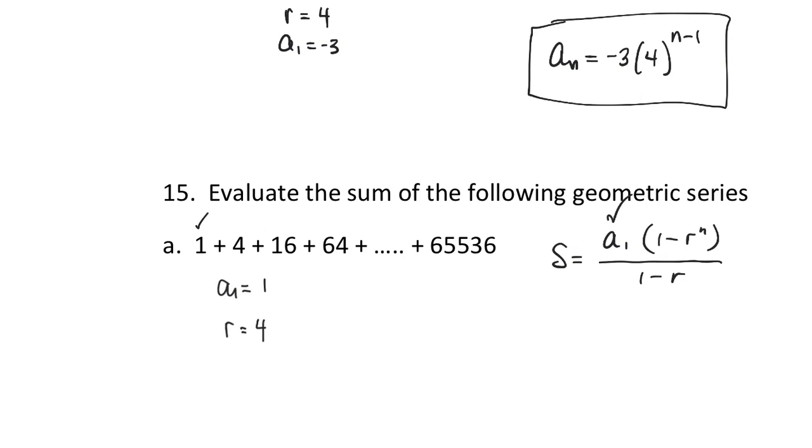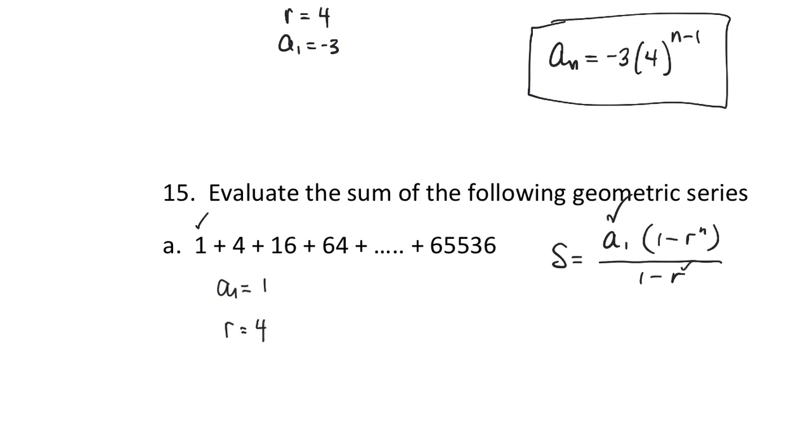So we know r. What we don't know is n. n is the number of terms that are being added. 65,536, we don't know if that's the 10th term, the 40th term. We don't know. So we need to use the nth term formula, kind of like we did in a previous problem, to figure out what spot of the sequence this value occupies. So we need to write the nth term.